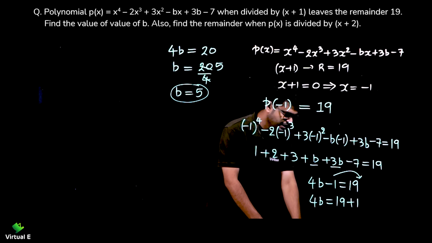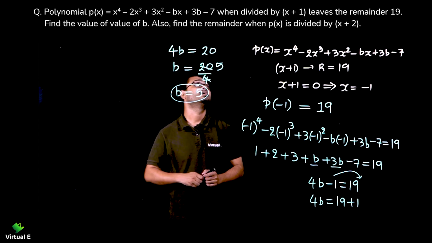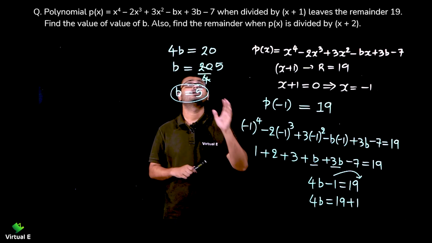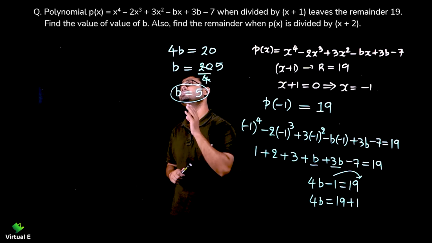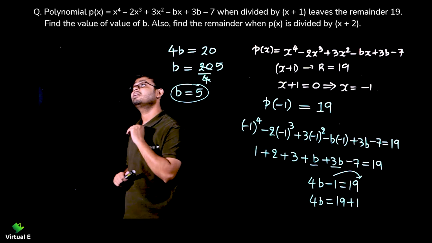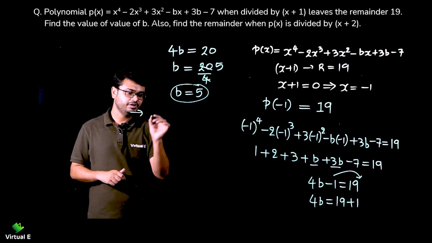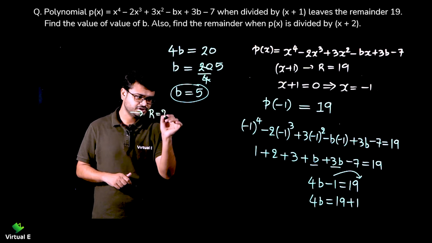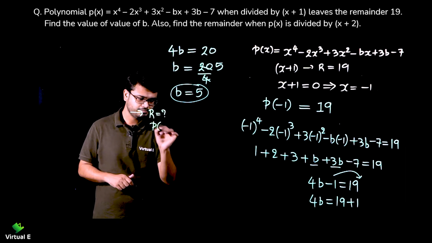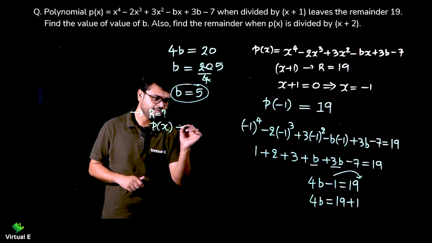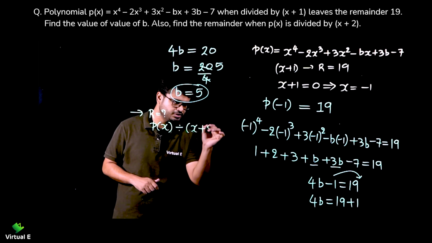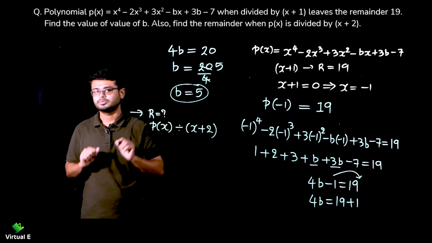Now what about the second part? Let's read. Find the value of b. Okay, that's been done. Also find the remainder when p(x) is divided by x plus 2. Okay, so let's write what we need to do. We need to find the remainder is equal to question mark when p(x) is divided by x plus 2. This is what we need to do, right?